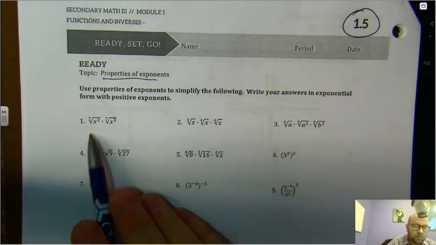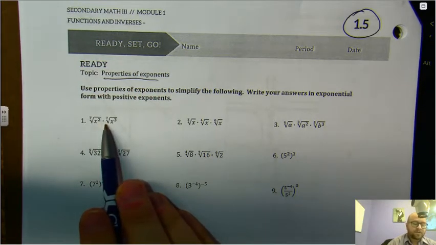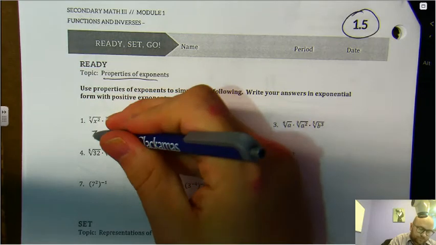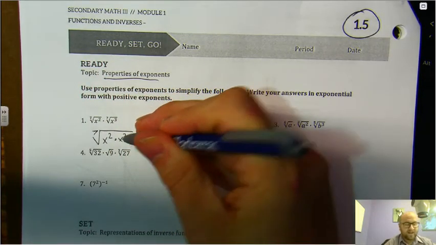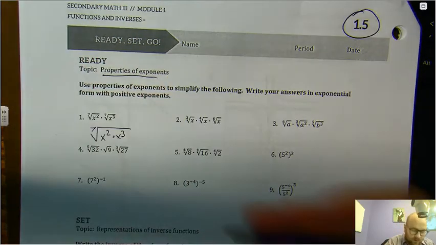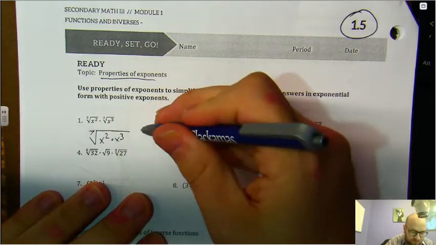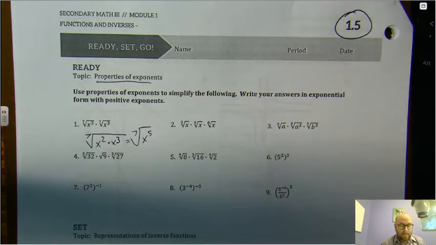So when we're looking at number 1 here, we see that we have the same radical. So when we have the same radical, anything underneath that radical will be multiplied together. So we'll get something like this. That can then simplify further because that would be the 7th root of x to the 5th. And then that's about as simplified as we can get it. We could write it as a fractional exponent if we want.